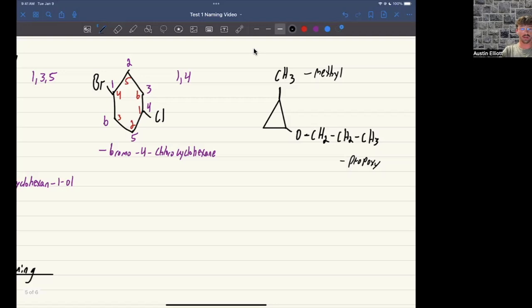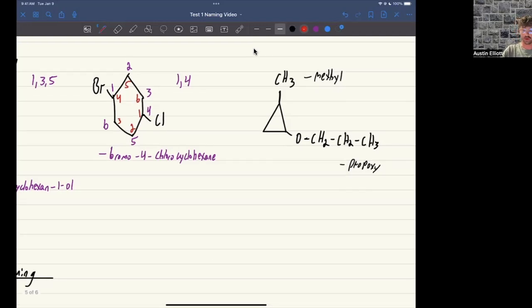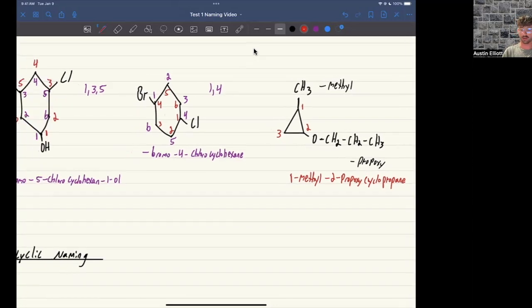Alphabetical order-wise, the methyl group's going to come first. So we're going to start our naming up here. We're going to go 1, 2, 3. So we're going to have 1-methyl, 2-propoxy, cyclopropane, and like I said, same ending, nothing changes. There's no other functional group or anything to change the ending of the parent molecule.